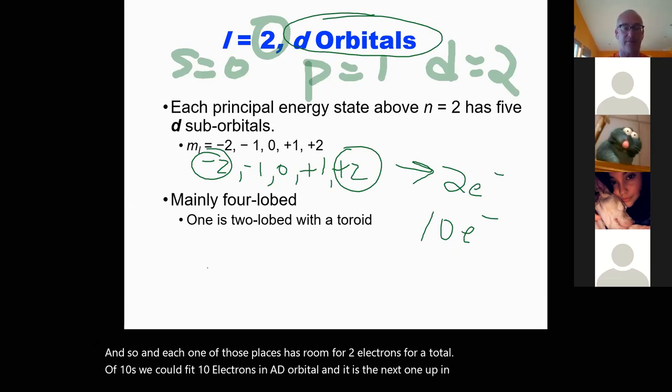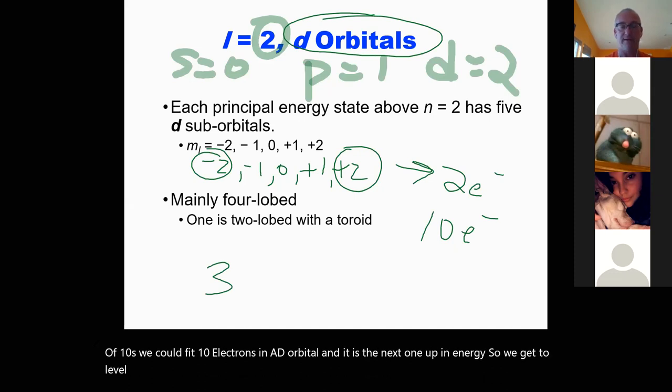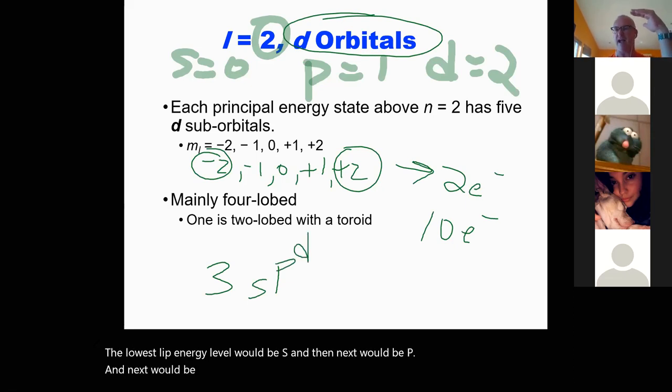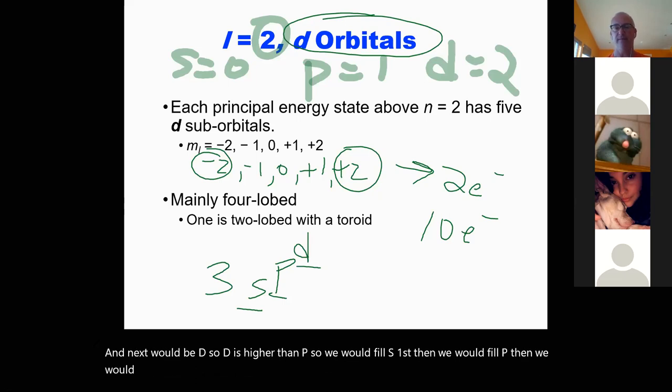So when we get to level 3, the lowest energy level would be S, and then next would be P, and next would be D. So D is higher than P. So we would fill S first, then we would fill P, then we would fill D, okay?